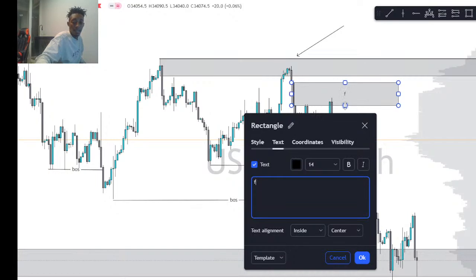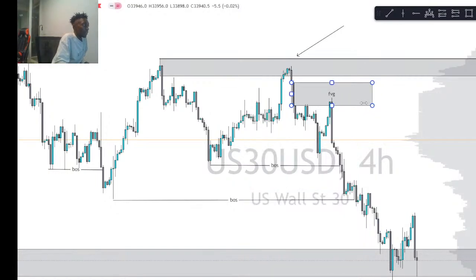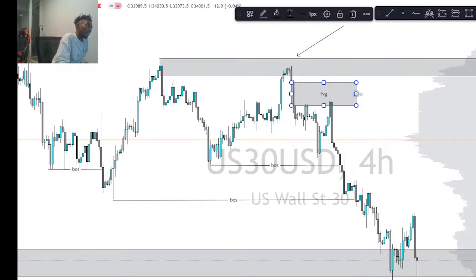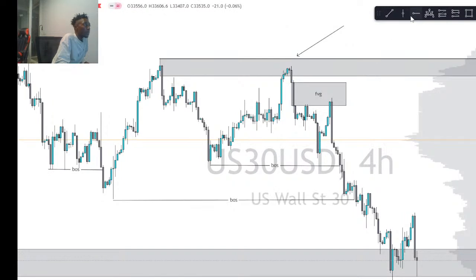You understand? Meaning the gap was filled, the market started pushing to the downside. When the market was pushing to the downside like that, after mitigating the gap like that, you see? And then now it's starting to create a high, just like that.